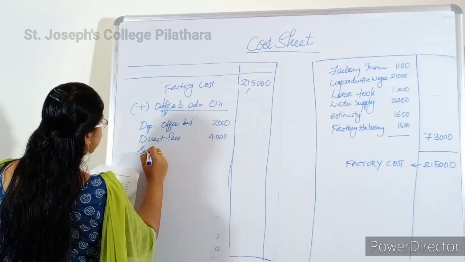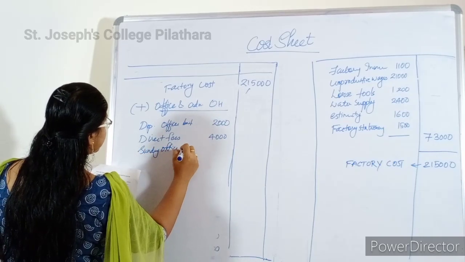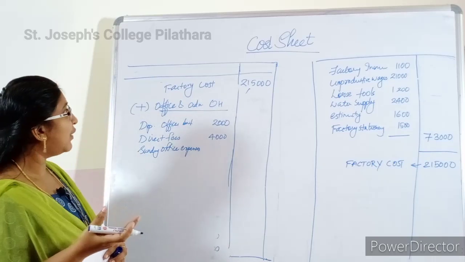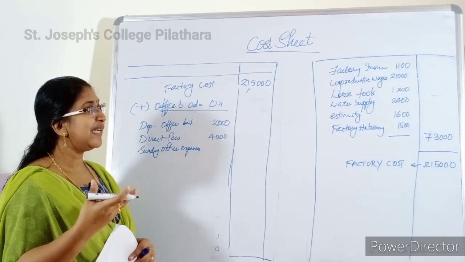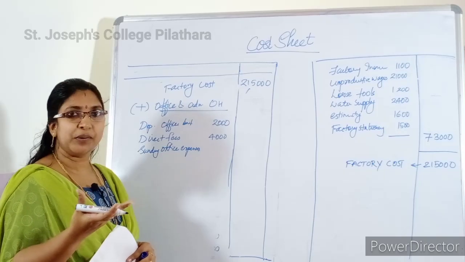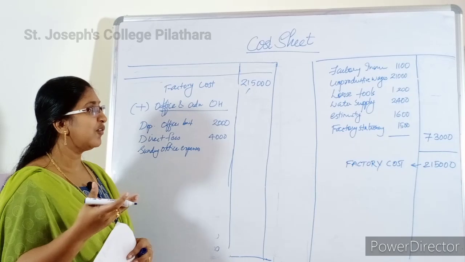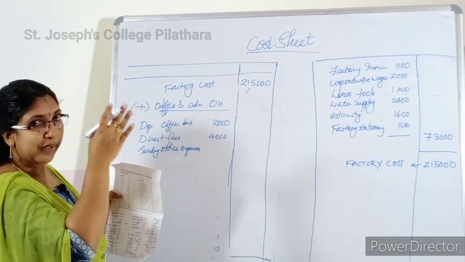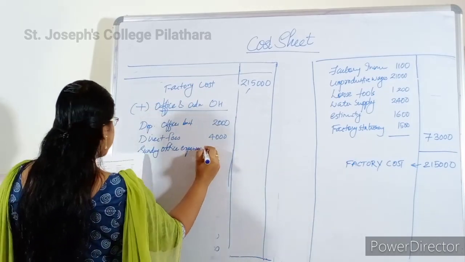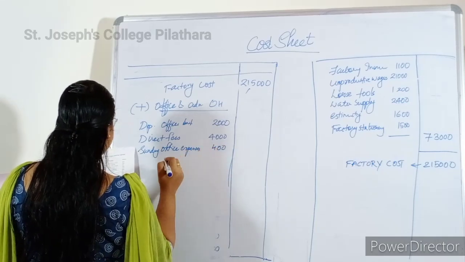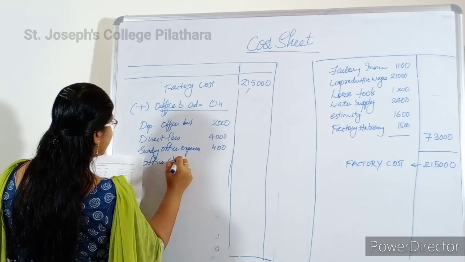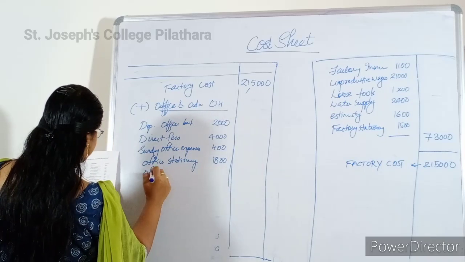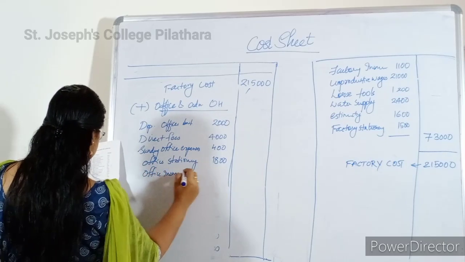Then sundry office expenses. See this office level expenses. You must note down one point that office people are at the administration level. It is because of their decisions that production is going on and there is no delay in the production. So these expenses we cannot avoid. That is why we are including the office and administration overhead in the cost sheet. So sundry office expenses 400. Then office stationery 1,800. Then office insurance 1,000.